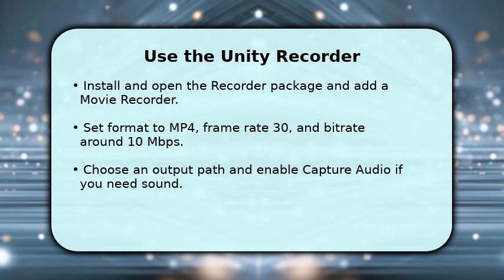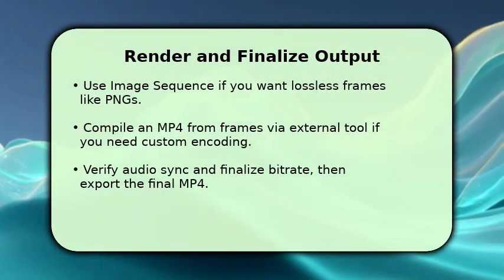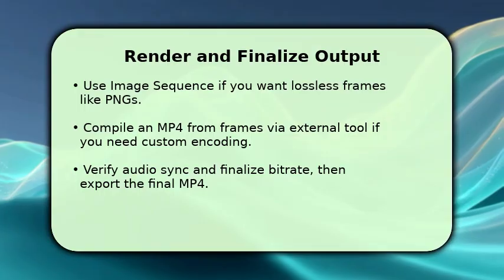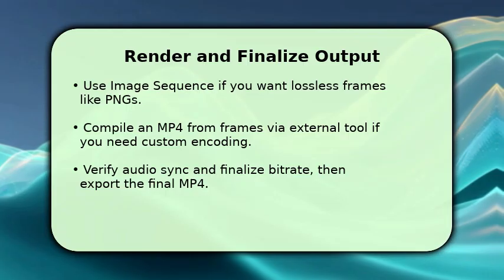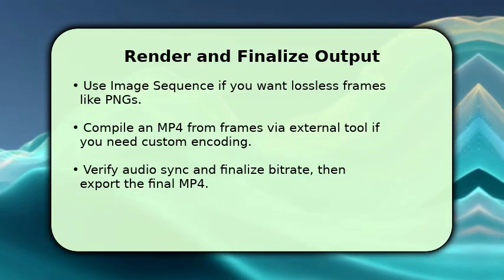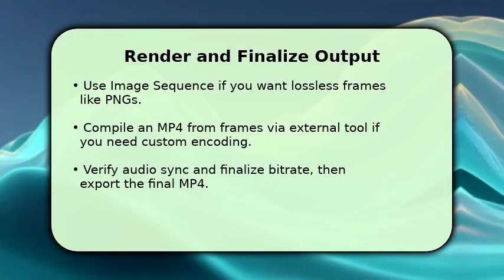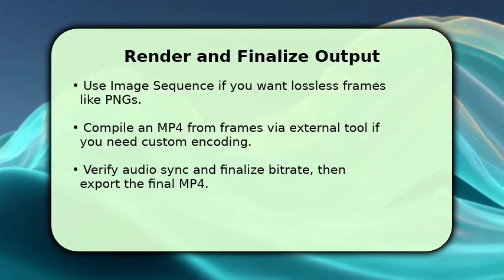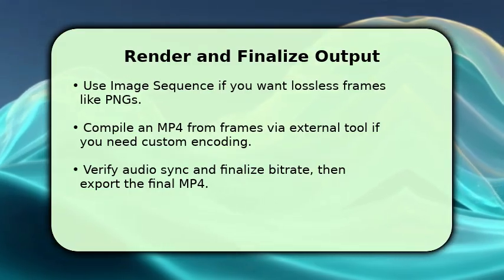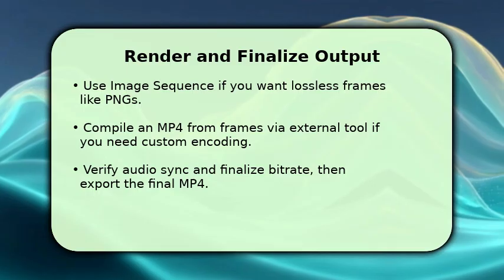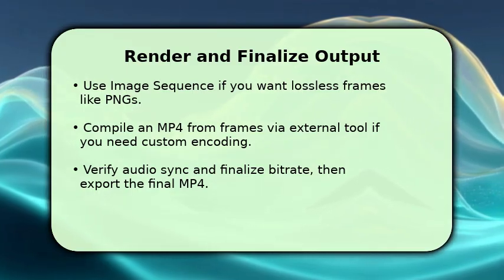For higher quality, render to an image sequence like PNG files and keep them lossless for post-processing. If you use an image sequence, assemble frames into an MP4 using an external tool like FFmpeg and set desired encoding parameters. Otherwise, use Recorder Movie with MP4 and finalize bitrate and resolution in the recorder settings before recording.